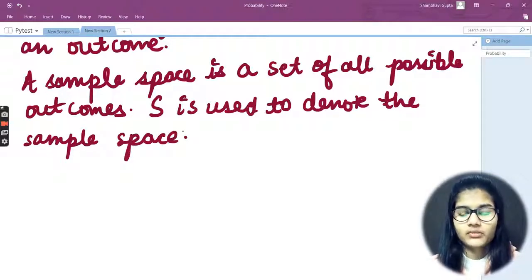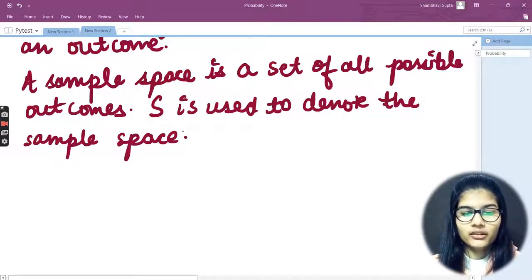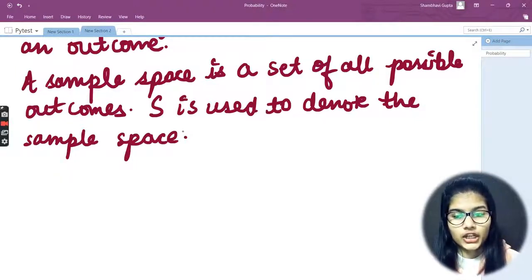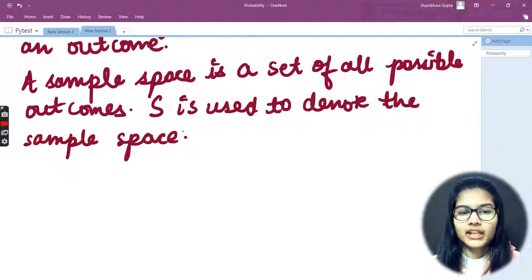For example, if you flip one fair coin, that is S, and in that you have heads and tails. S will be your sample space, and heads and tails will be the outcomes that you will be getting. H will be the head and T will be the tail.